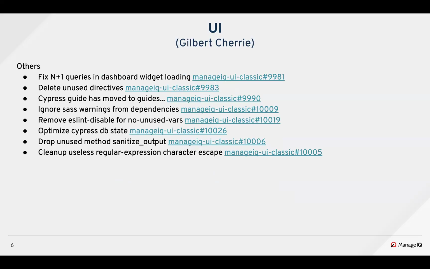I deleted unused directives that were tech debt in our code. Joe moved the Cypress guide to the guides repo. The ignore SAS warnings from dependencies PR was also completed. Jason removed the ESLint disable for no unused vars. Joe optimized the Cypress DB state. Jason also dropped the unused method sanitize output. And also we had a cleanup useless regular expression character escape. Next slide.